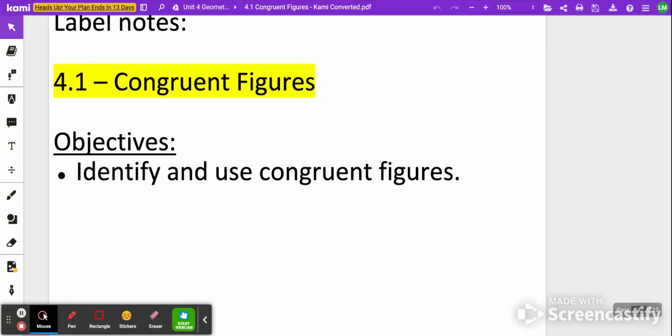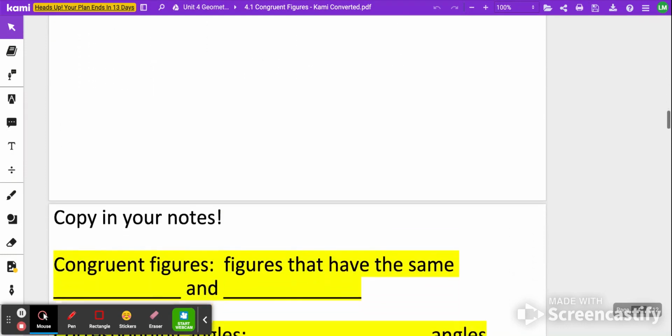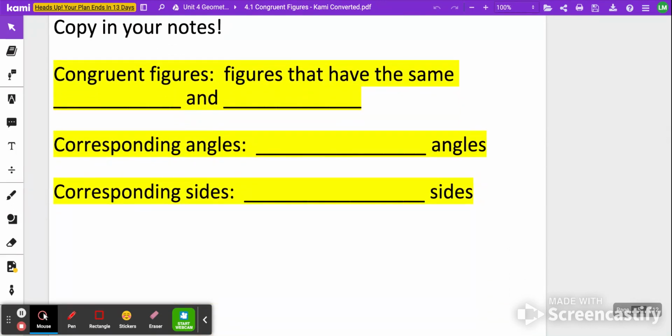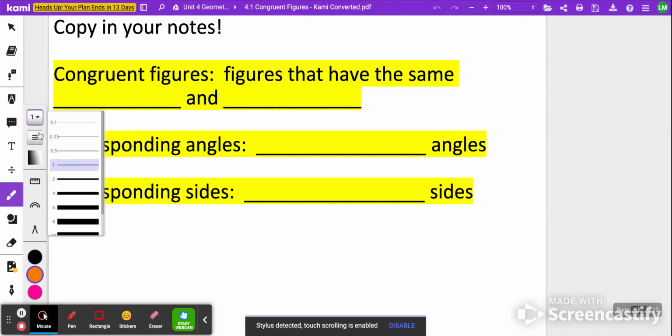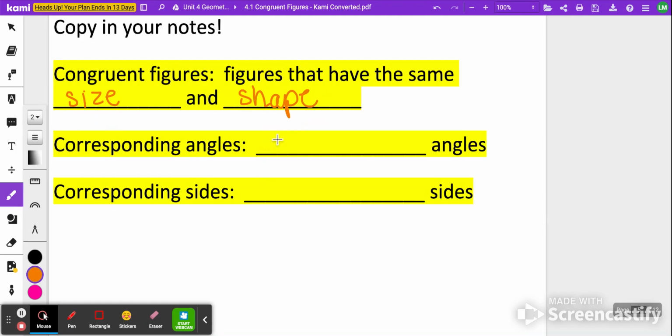Today we're looking at lesson 4.1, congruent figures. What we're going to be able to do is identify those congruent figures and use them. The first thing we want to understand are the three main topics of word choices, or we can even say vocabulary. Congruent figures are figures that have the same size and shape. Corresponding angles are matching angles, and corresponding sides are matching sides. So we want to look out for those while we're doing our lesson today.